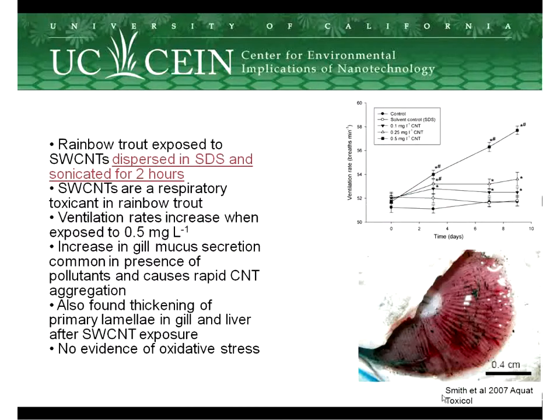Can you go to the chocolate? So also rainbow trout dispersed in that surfactant I talked about before, the SDS, and then sonicated for 2 hours. And so what they see is a respiratory toxicant for the trout, and then see some effects on ventilation rates and secretion. And even though you saw that, they didn't see oxidative stress. So again, not a lot of evidence for ROS from these guys, and also thickening of the lamella.